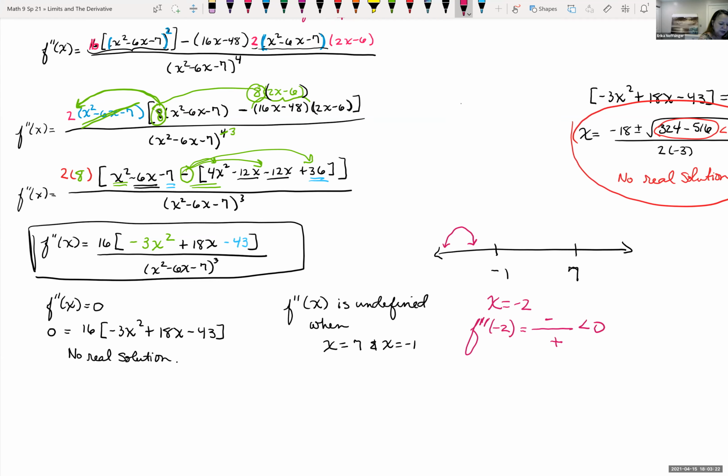Choose something in between -1 and 7. So how about x equals 0? Plug it in. If we plug in 0 in the numerator, notice we'll have this 16 out front times the -43. So that's a negative number in the numerator. 0 in the denominator, we'll have -7, and then we'll have it cubed. So that's negative. So negative over negative is positive. This is bigger than 0. This is concave up.